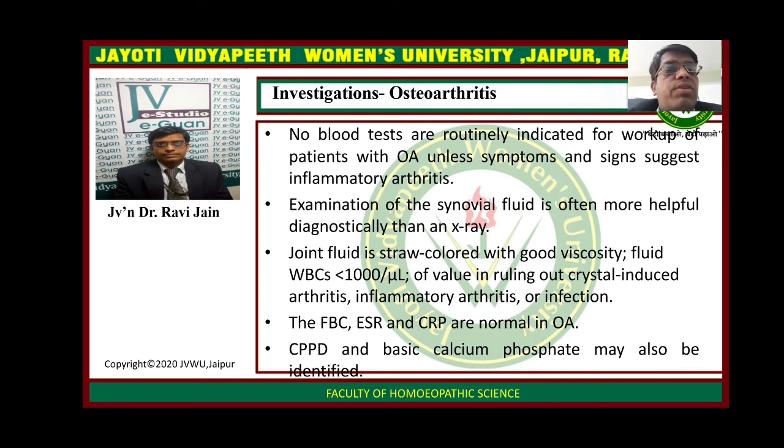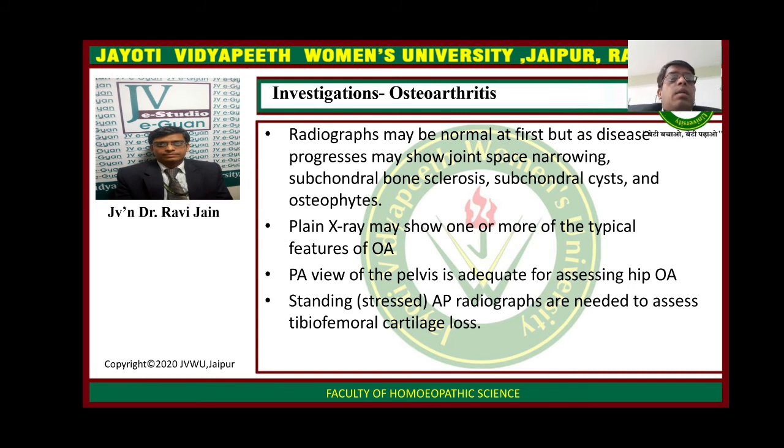CPPD crystals and basic calcium phosphate crystals may also be identified. The radiographs may be normal at first, but as the disease progresses, may show joint space narrowing, subchondral bone sclerosis, subchondral cysts, and osteophytes. The plain X-ray may show one or more of the typical features of osteoarthritis.